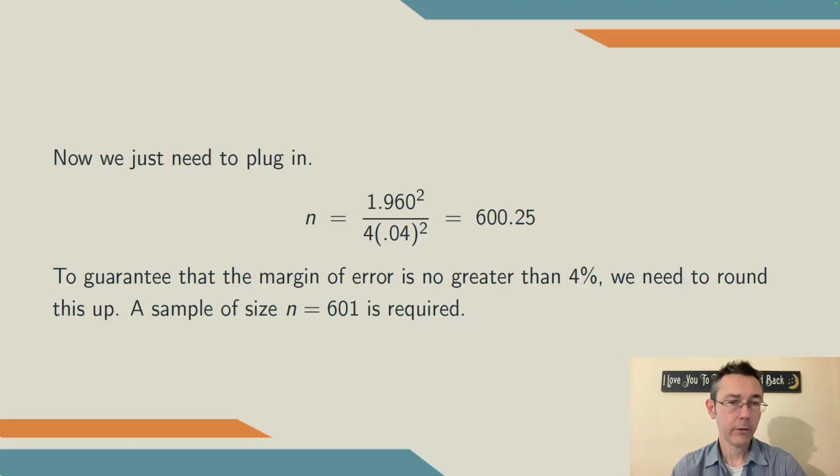But of course, we can't survey 625 people, so we're going to have to round this somehow. The rule is that you should always round sample sizes up in these situations, because if you round down, you're potentially getting a larger margin of error, and that's not allowed. So in this case, we round up. We're going to use a sample size of N equals 601.